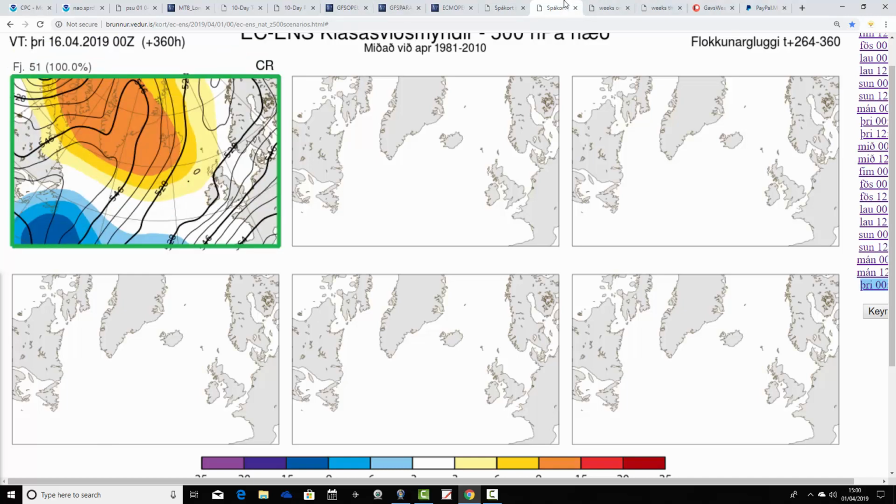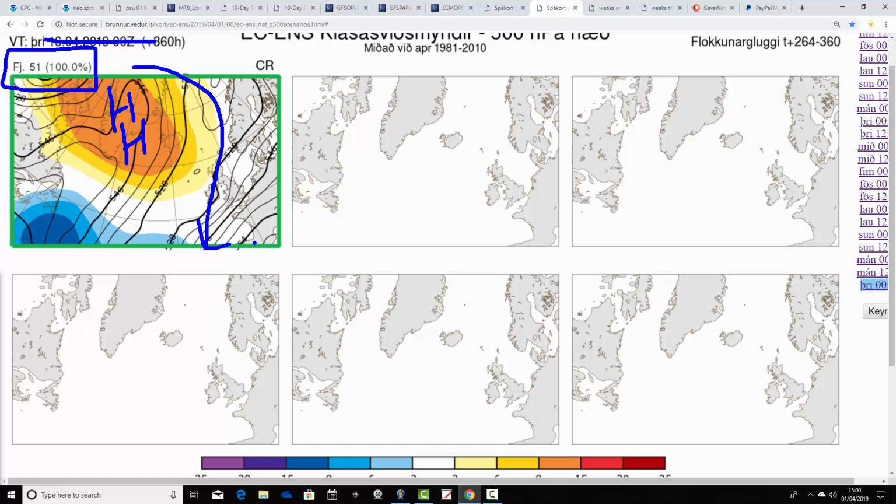As we look ahead towards 2 weeks away, we go to 360 hours away, which is the 16th of April. Signs of retrogression of the high pressure. So by then we have got 51, 100% of ECM ensemble members, 51 out of 51, taking the high pressure to Greenland. And that will be bringing in the wind from more of a north to northeasterly direction. So going towards the middle of April.